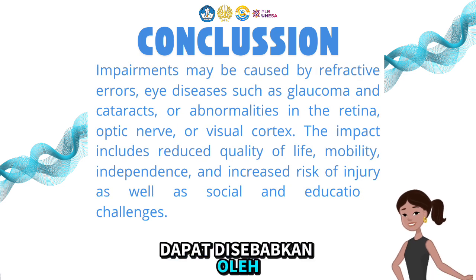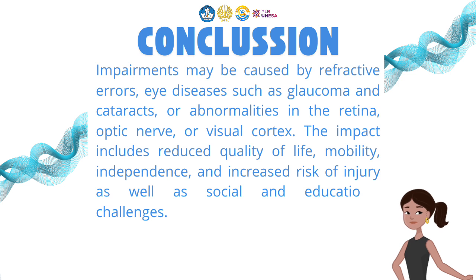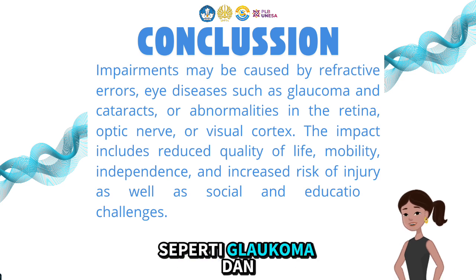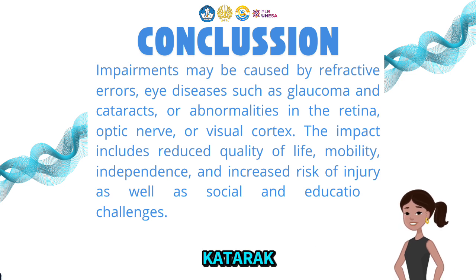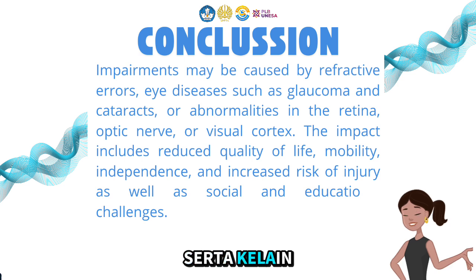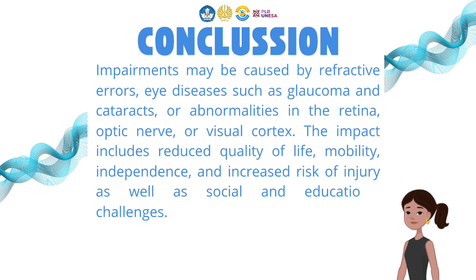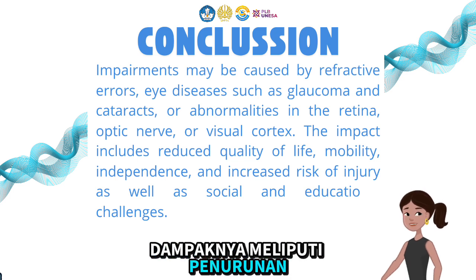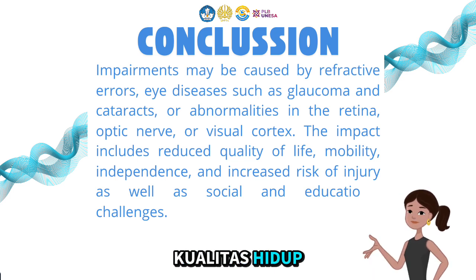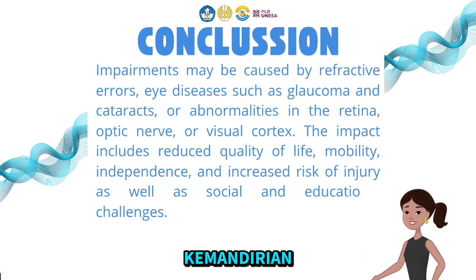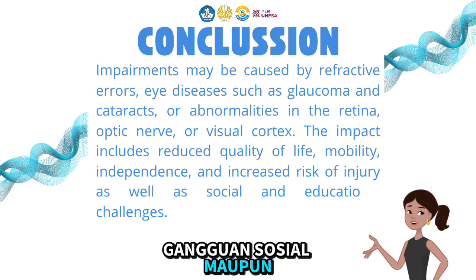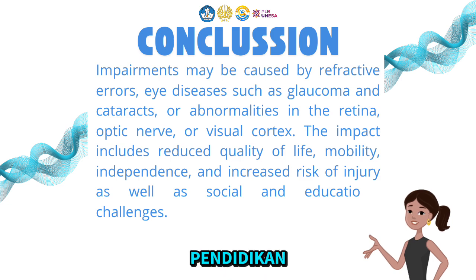Impairments may be caused by refractive errors, eye diseases such as glaucoma and cataracts, or abnormalities in the retina, optic nerve, or visual cortex. The impact includes reduced quality of life, mobility, independence, and increased risk of injury, as well as social and educational challenges.